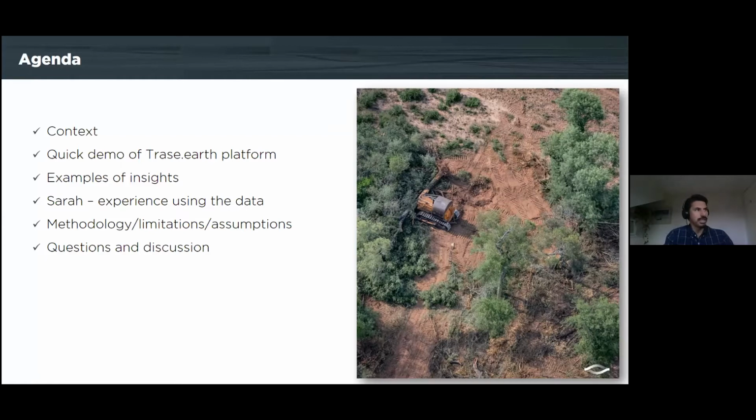And then hopefully Sarah Maslin, as Tom mentioned, will come in later to share a bit of her experience using the data in a very interesting article that she published last year. And then I can come back a little bit later after Sarah to touch base on the methodology, limitations, and assumptions of the data that we have. And then we can go to questions and discussion.